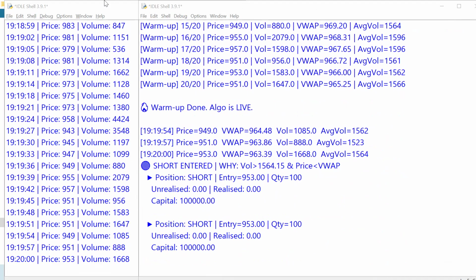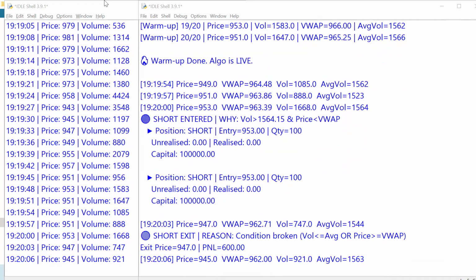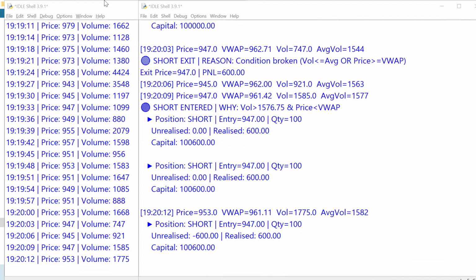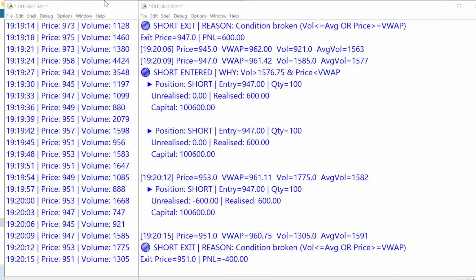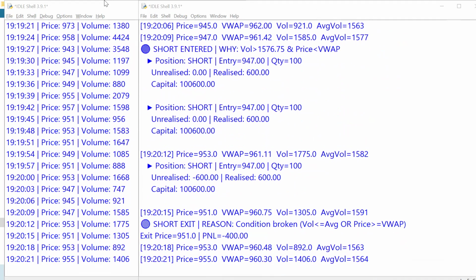Now it's clearly visible. Okay, we have taken one short position. If any of the conditions is unsatisfied, we are going to come out. Okay, we have come out, now we are holding a short position. Okay, short exit.